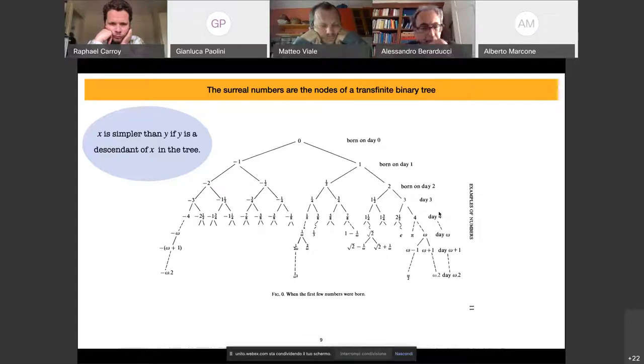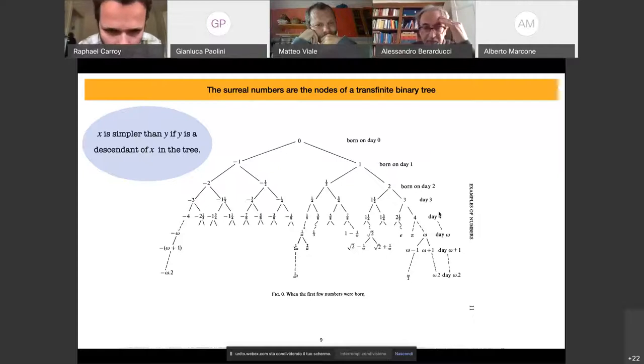So first of all, you have a tree-like structure, which gives you a notion of simplicity. It's a well-founded relation. So you say that X is simpler than Y if Y is a descendant of X in the tree. In other words, X is above Y. So zero is the simplest element of everything. Then come one and minus one, then one over two. One is simpler than one over two, zero is simpler than one, and so on. So this is a simplicity relation, which is the tree ordering, and it's well-founded.